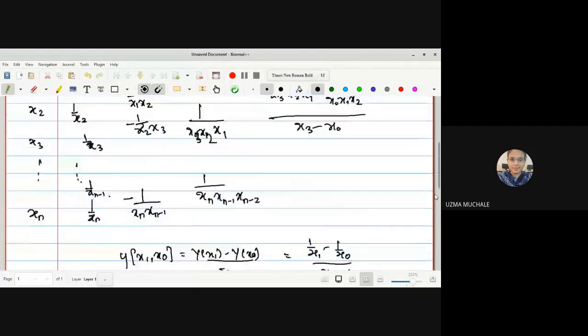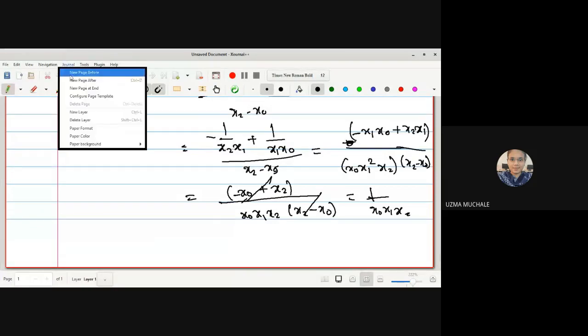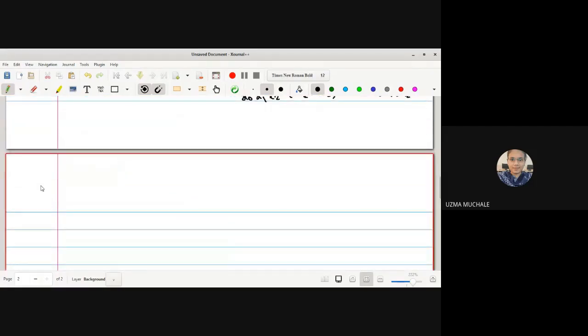Okay, write down now. Using Newton's forward difference interpolation formula, find the sum.